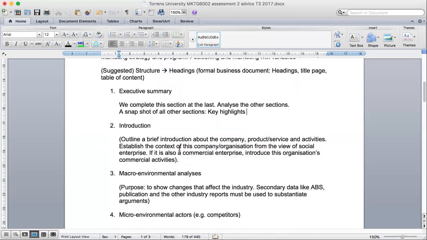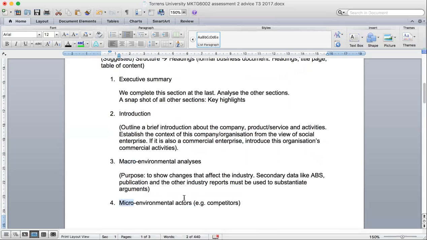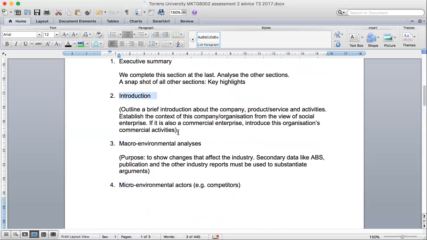It should include a brief background or introduction, the key important elements of your macro environmental analysis, key issues of the micro environment, the objectives, and so on and so forth, your strategies, the key strategic initiatives, and so on. So that is the executive summary. The executive summary is actually intended for the top management who do not have enough time to go through every single section.